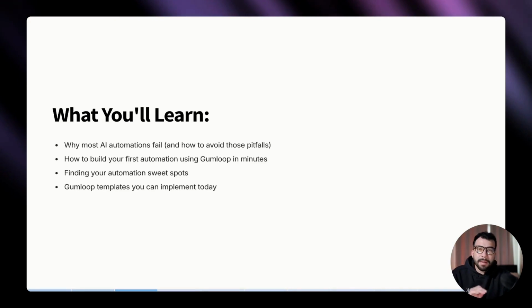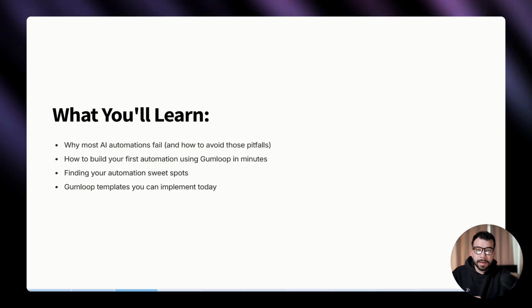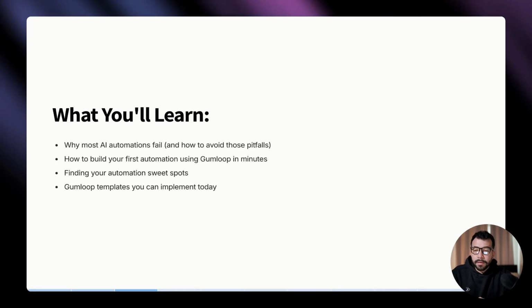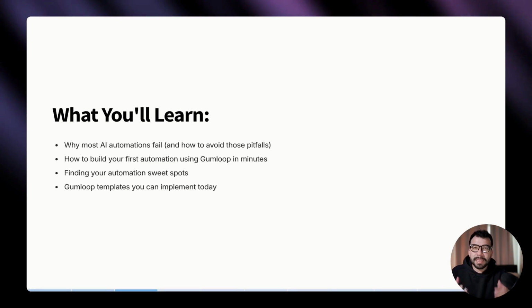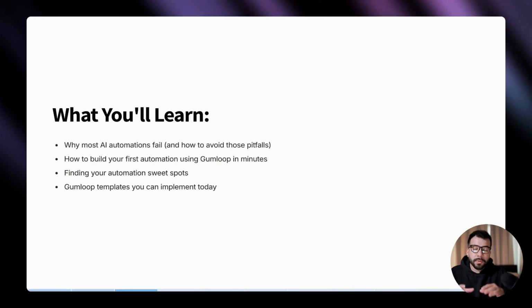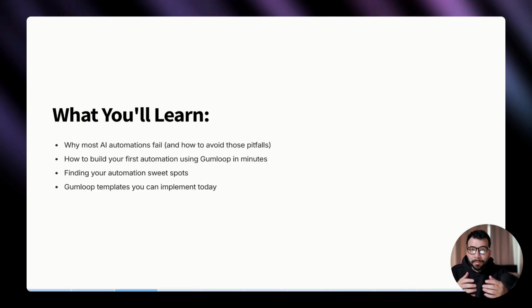We're going to learn why most AI automations fail and what we can do to prevent that. We're going to learn how to build our first AI automation workflow using a tool like Gumloop in minutes. I'm going to give you some examples of different types of automations you can create. And we're going to show you Gumloop templates that are plug and play for you.